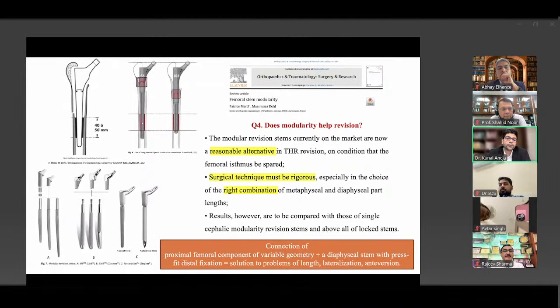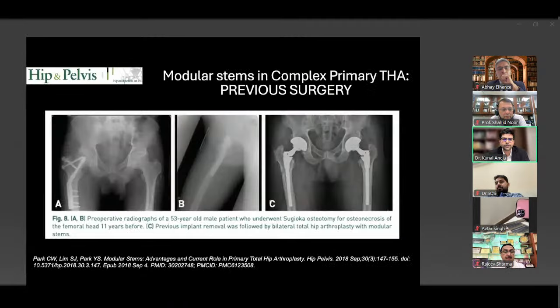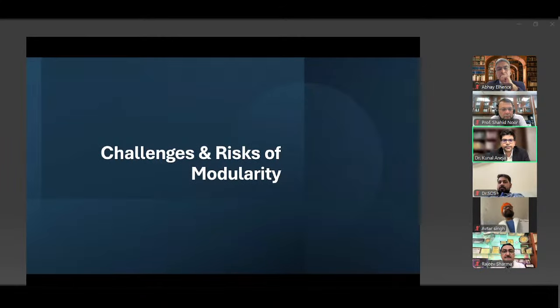A connection of a proximal femur component of variable geometry and a diaphyseal stem with press fit fixation is the solution to restore the limb length, lateralization, as well as the version. A case of post-traumatic osteoarthritis of the right hip: implants were removed and an S-ROM stem was used to restore the center of rotation as well as the limb length.